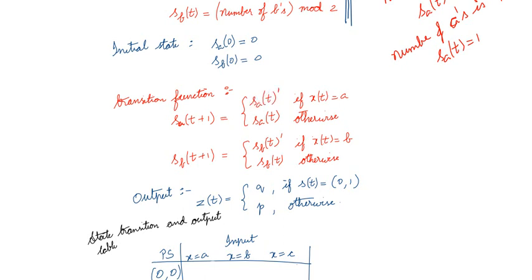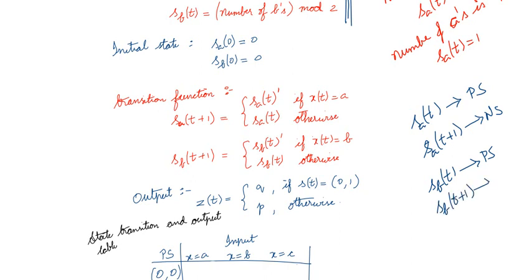Okay, let me clarify a few words here. SA of t is the present state, SA of t plus 1 is the next state. Similarly, SB of t is the present state, SB of t plus 1 is the next state, right? So what is happening is, whenever a new A comes, an even number is converted to an odd number. Suppose you already have 4 A's, the next input is A, so it becomes 5.